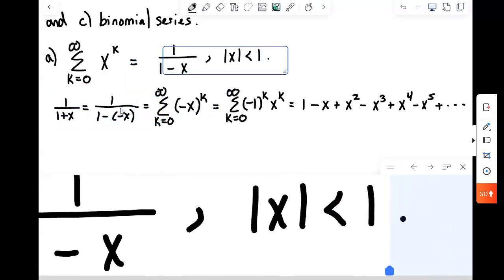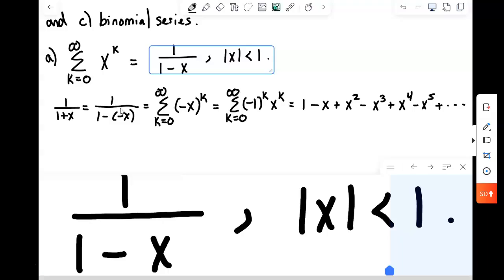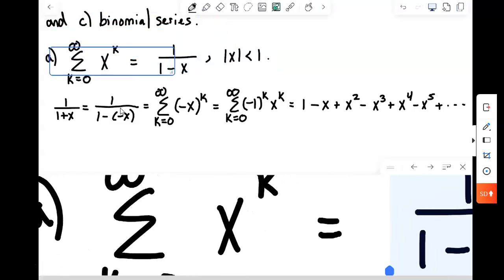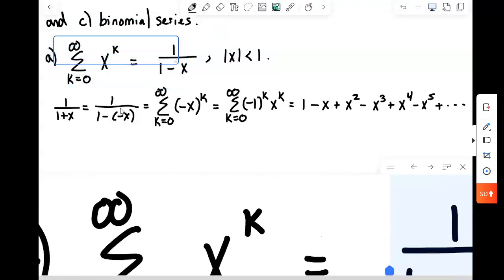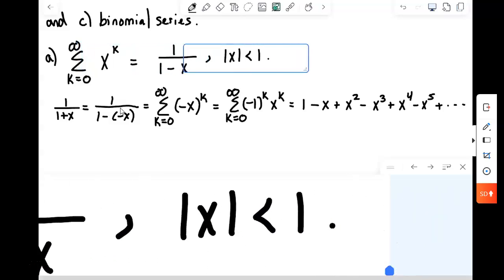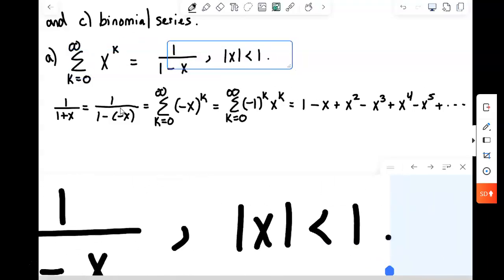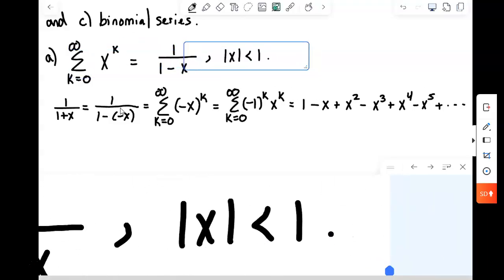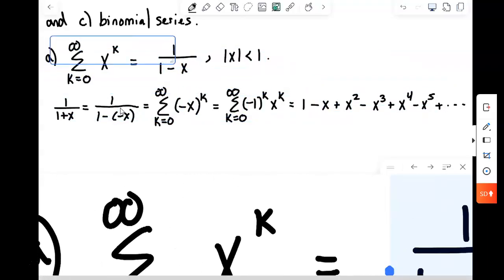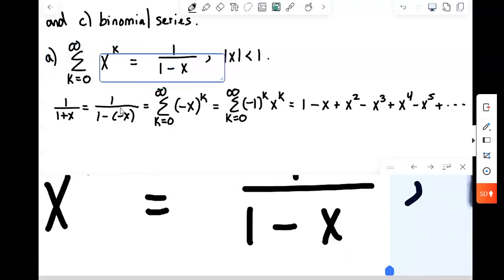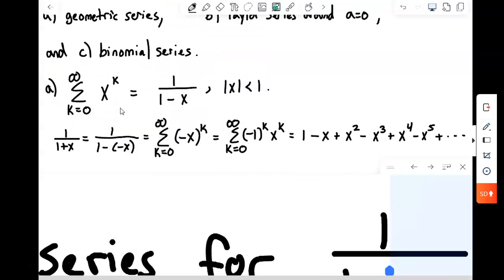And we're able to get that by invoking our geometric series, the fact that the series, sum as k goes from 0 to infinity of x to the k, converges to 1 over 1 minus x, as long as the absolute value of x is less than 1. Okay, so that was part A. We did that with our geometric series.